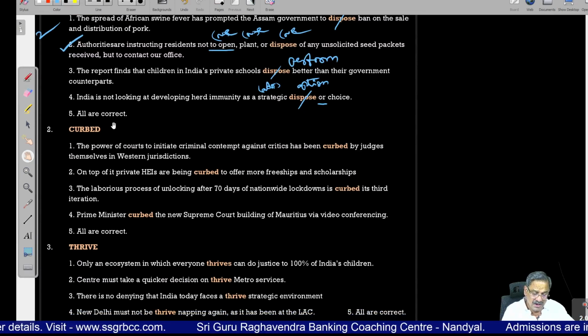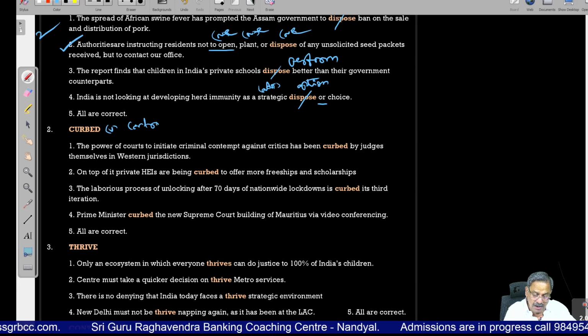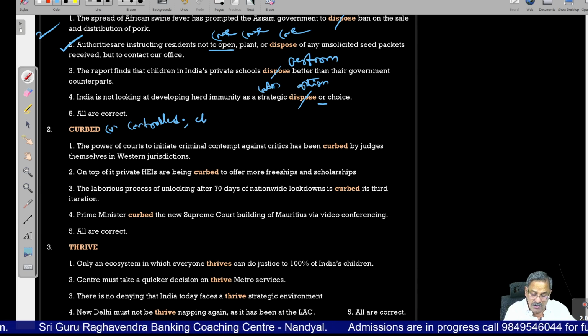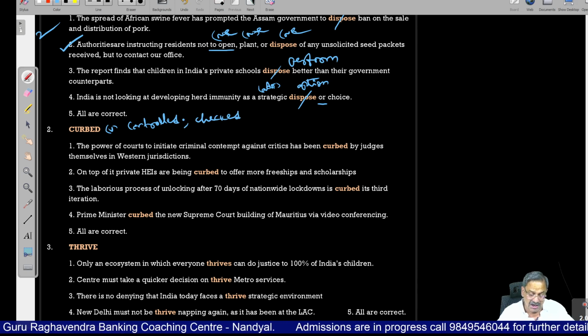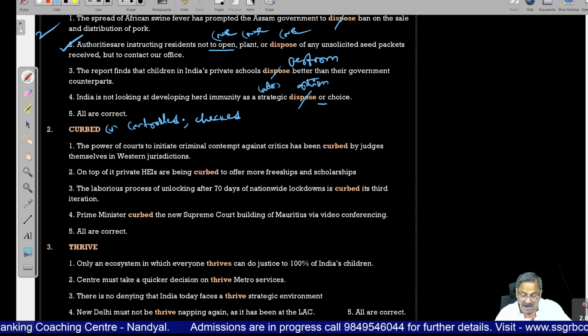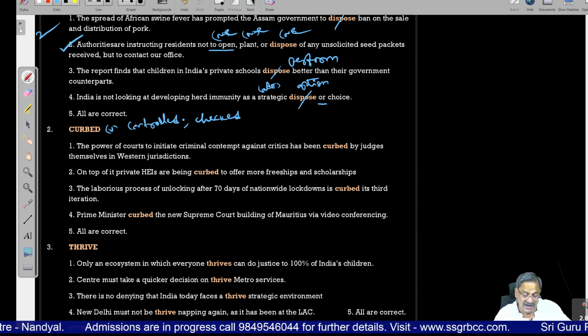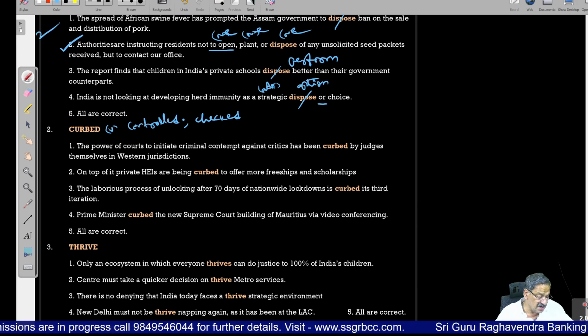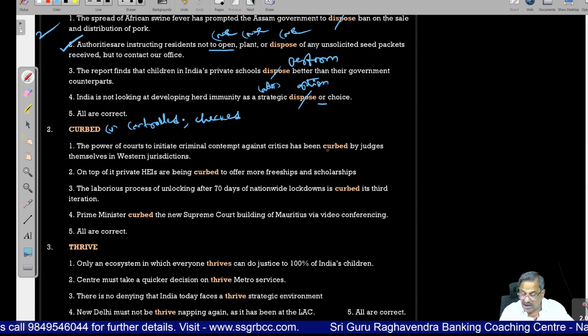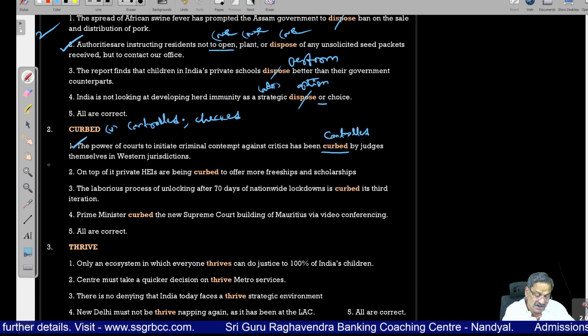Curbed means verb, controlled. C-O-N-T-R-O-L-L-E-D, controlled. Checked, C-H-E-C-K-E-D. Curbed means controlled, checked. The power of courts to initiate criminal contempt against critics has been curbed by judges, has been controlled by judges themselves in Western jurisdiction. Absolutely, curbed means controlled. Absolutely, the first one is correct.